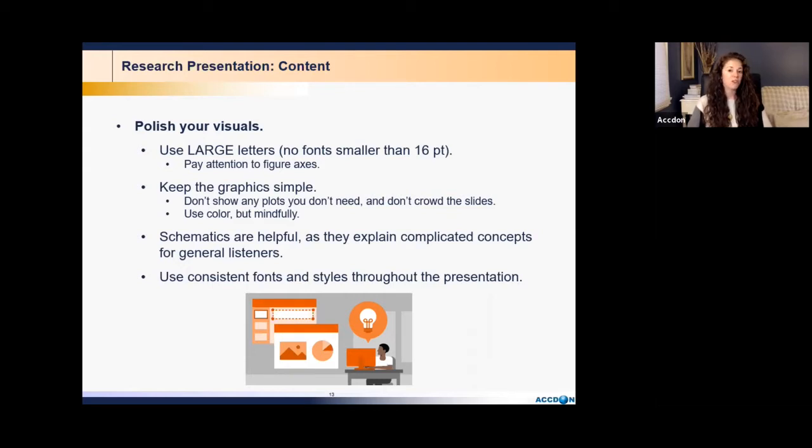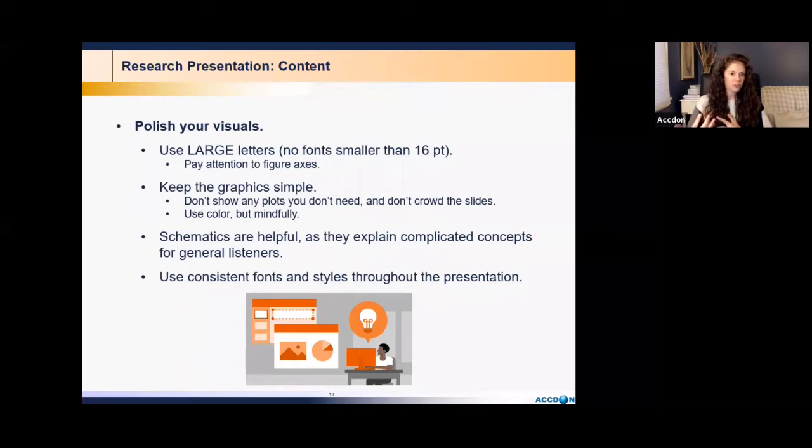Schematics are also helpful if you're explaining very complicated concepts. Breaking it down, thinking about how the public can understand your research is a good way to also put that in your scientific talk. Scientists appreciate very simple schematics and figures within talks. Again, you're trying to get across a lot of research in a short amount of time, so making it simple to understand is key. And then, just like a manuscript, you want to use consistent fonts and style throughout the presentation to have a polished final look.